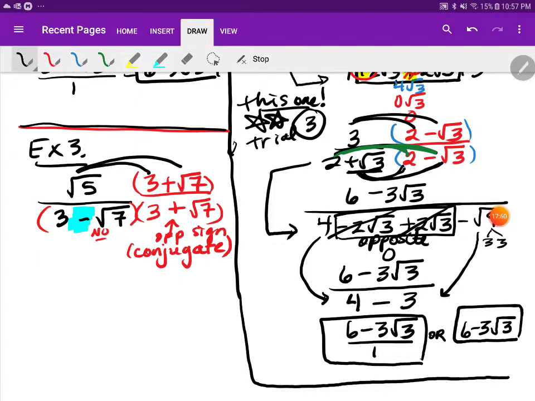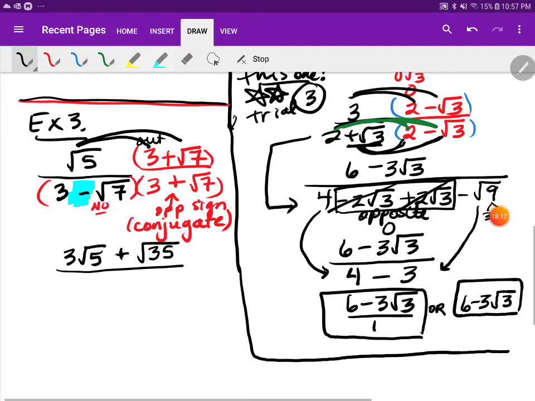Okay, so you distribute. Radical 5 times 3 is not radical 15 because the 3 is outside. The radical 5 is inside. So that's 3 radical 5 plus radical 5 times radical 7. Are those both inside? Can I get radical 35 or not? And the answer is yes, I can. Because when you're multiplying radicals, you don't have to have a like radical. This one you do have to multiply out like we used to do.